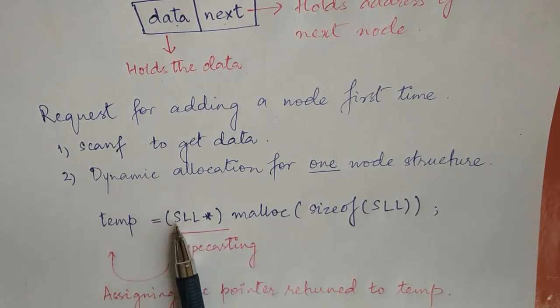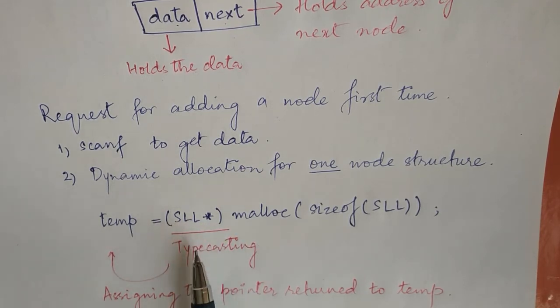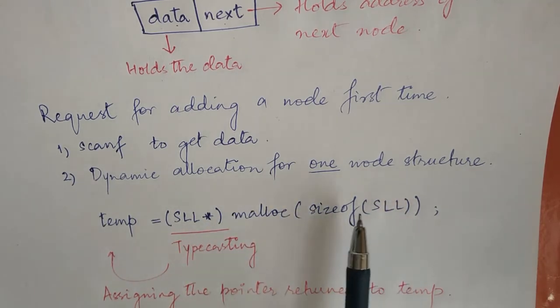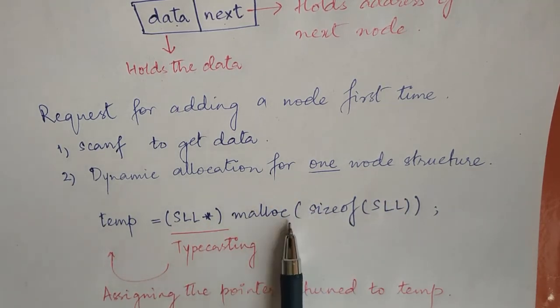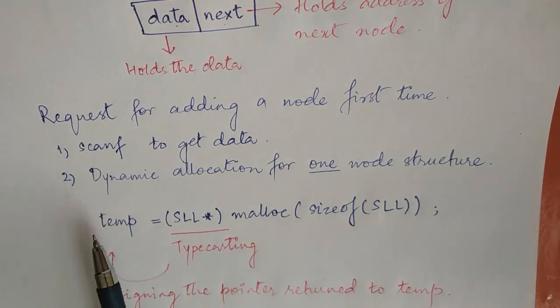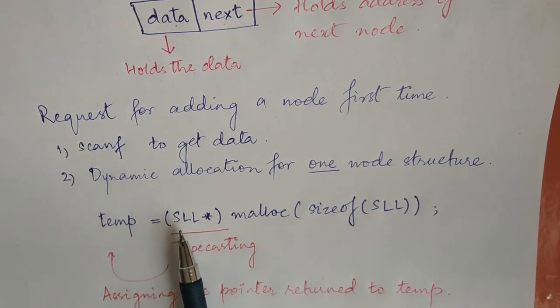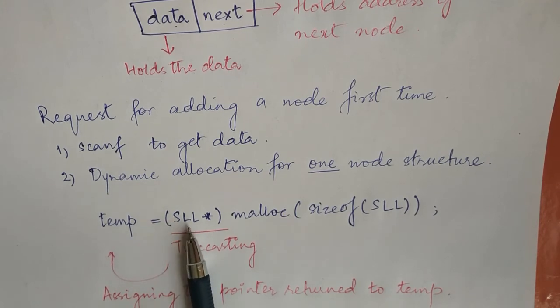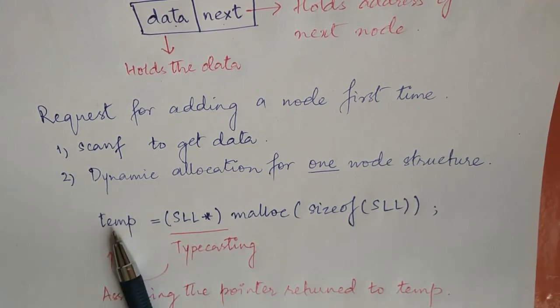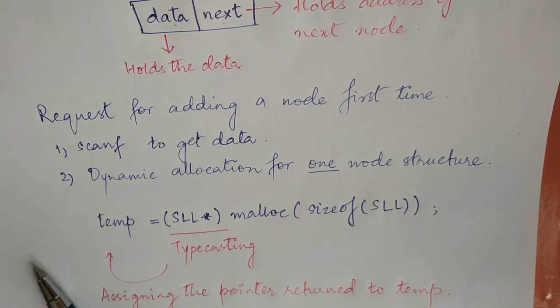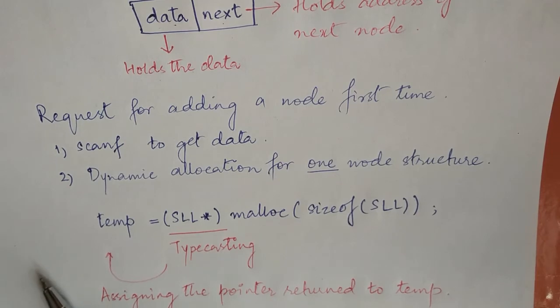If it was an integer, I would have written int star. So I'll typecast and I'll put whatever the system returns to me in terms of the pointer into temp. Now temp I had defined as a pointer to the structure singly linked list. So it can hold the address of a node of type singly linked list. Okay. So now temp has the address of whatever block of memory the system returned. And now I need to put the data inside this.